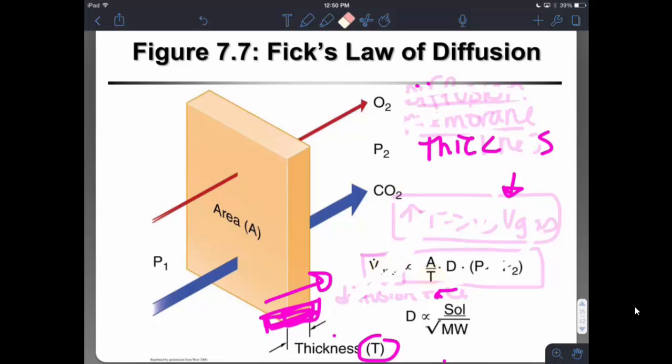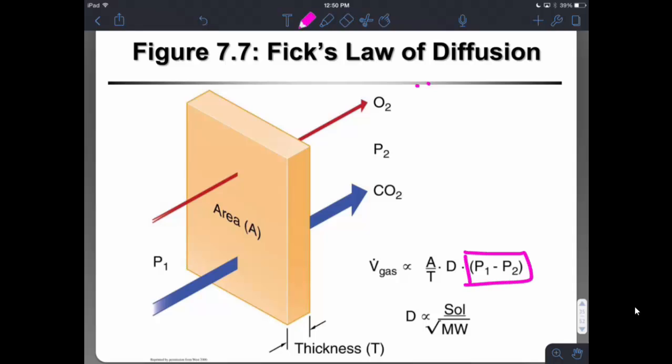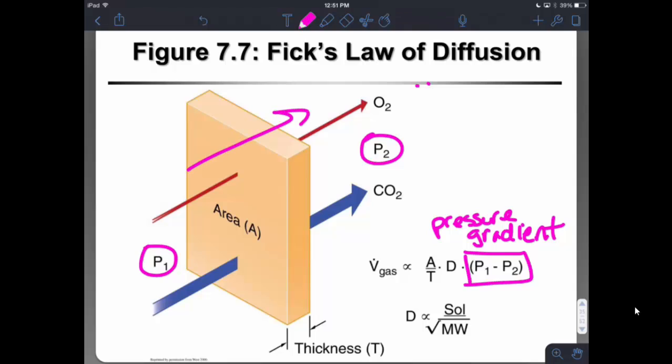Okay, and then the last one is P1 minus P2, okay, which is the pressure gradient. Hopefully this sounds familiar. P1 minus P2 is the pressure gradient. And it's the pressure gradient across the respiratory membrane. Okay, so if oxygen is moving in this direction, it's because the PO2 of oxygen is greater here than here.